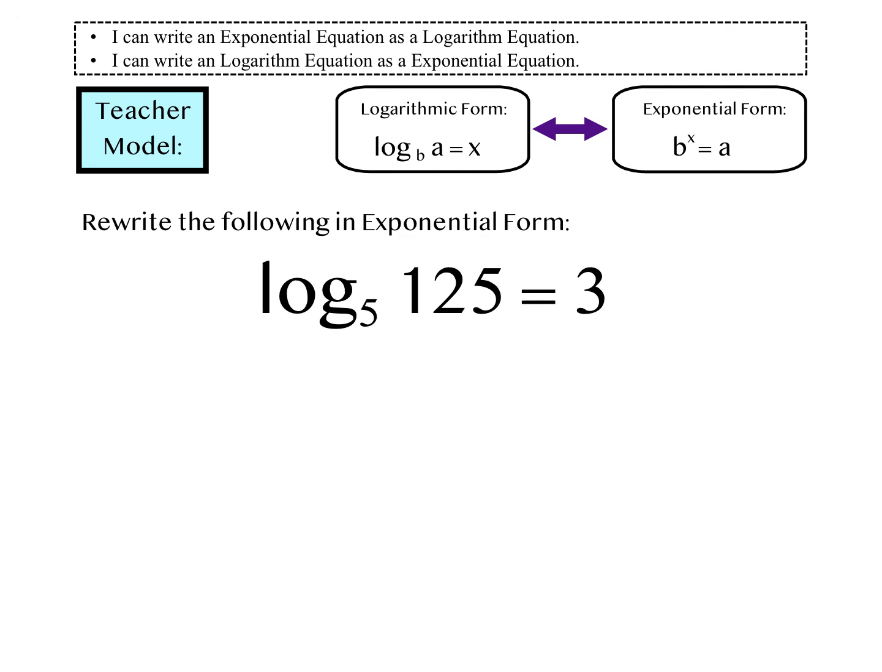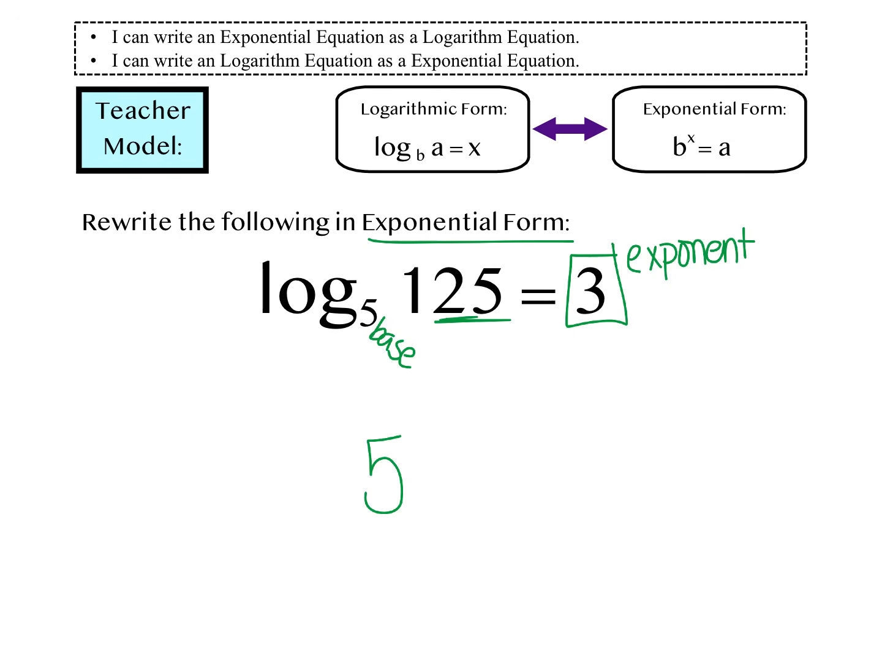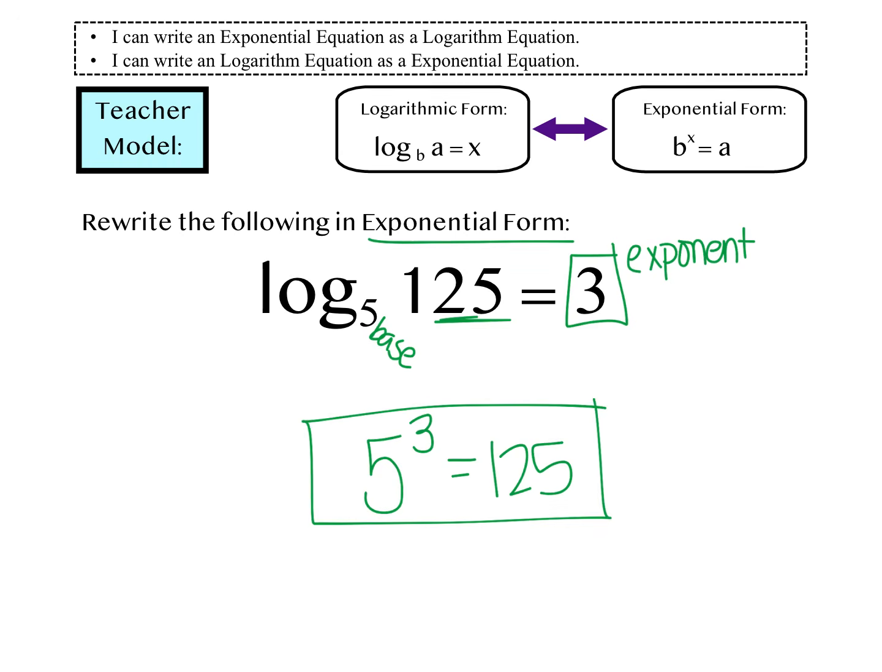So if I'm given log form and I'm told to write it in exponential form, it's important that I pick out the important pieces. So 5 is the base, because it's log base 5, and I know that a log is the exponent. So this gives me the exponent, and this is the solution. So if I were to rewrite this in exponential form, it's 5 to the third equals 125. And that is all I do.